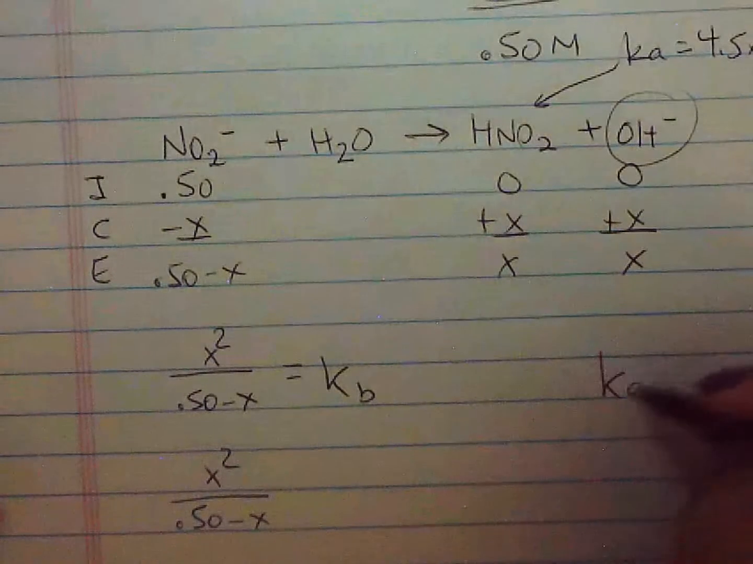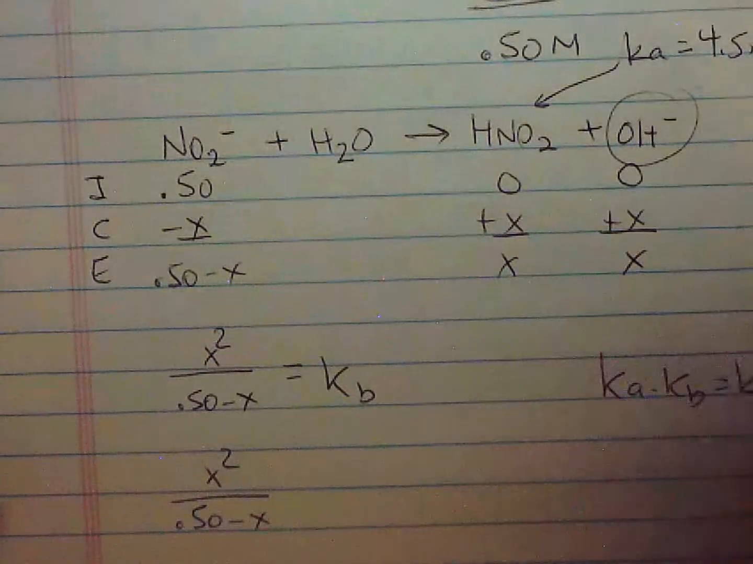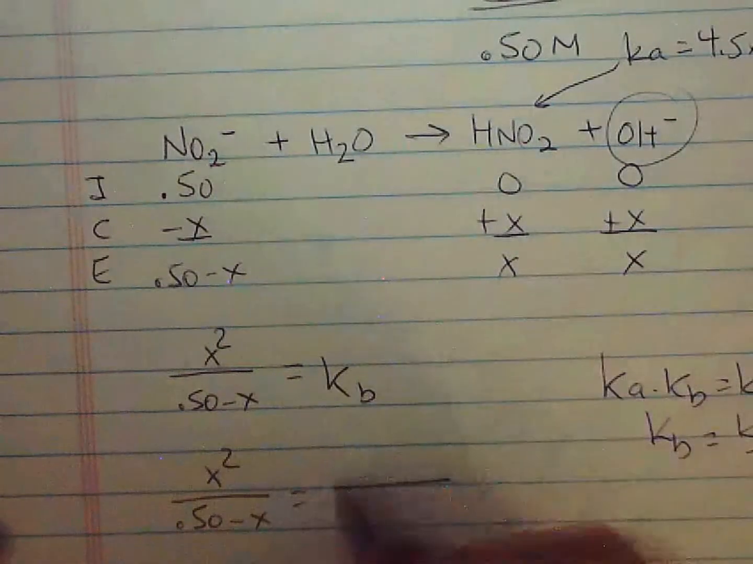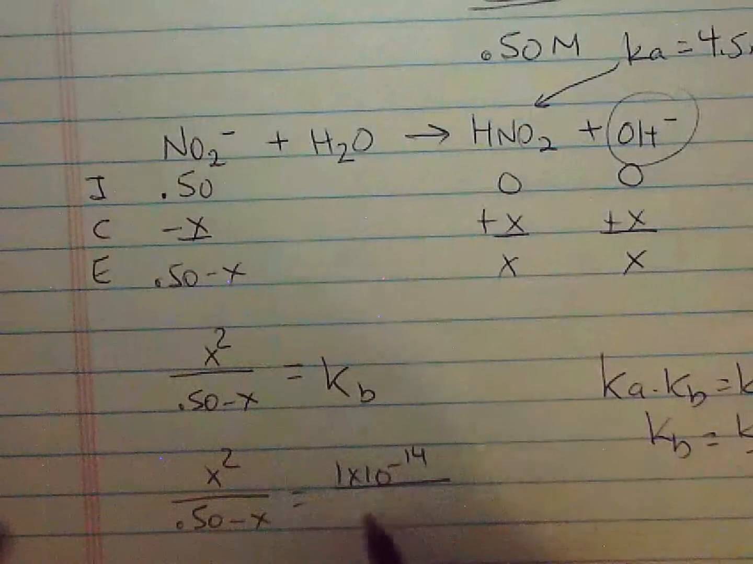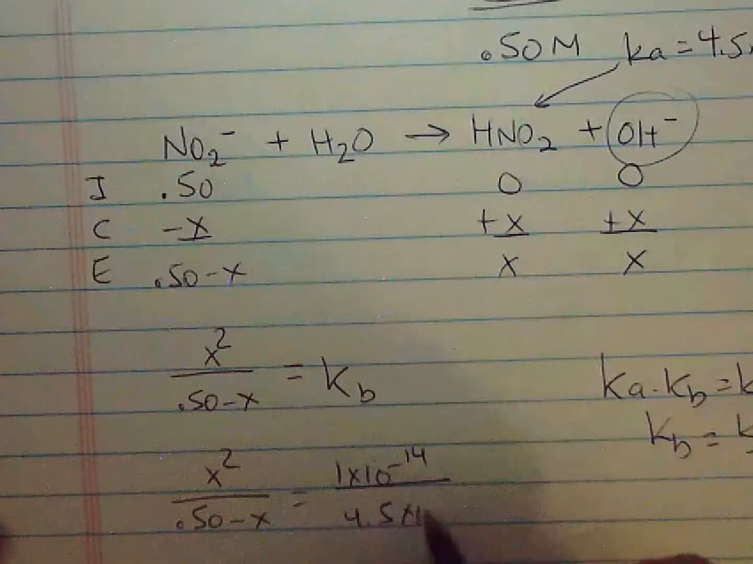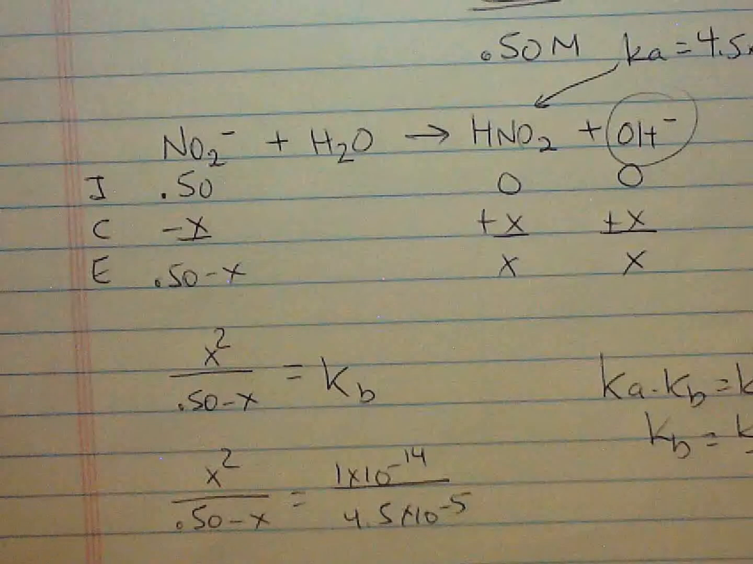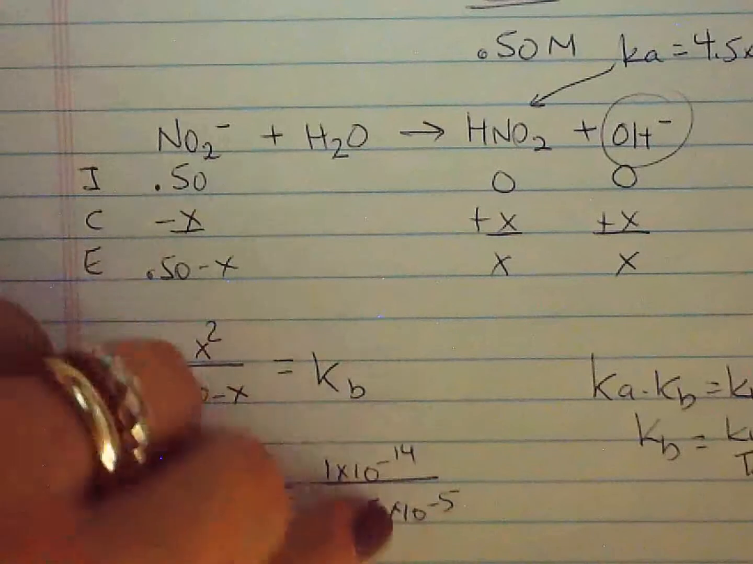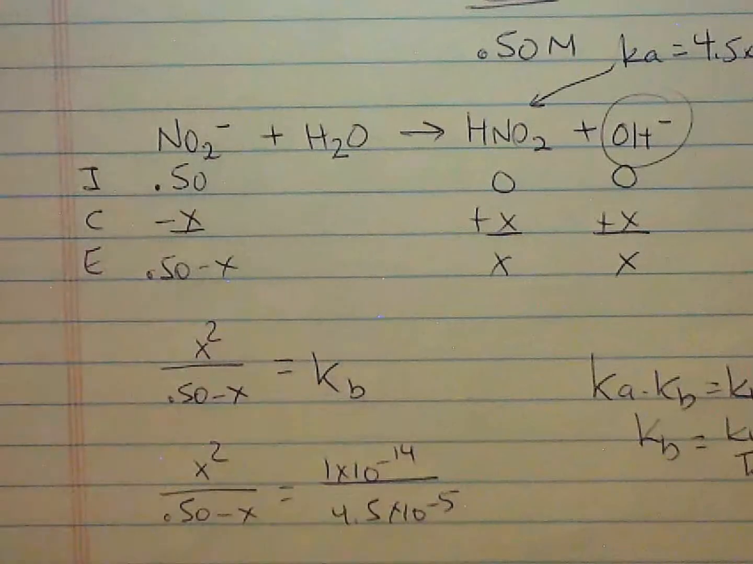So you remember the formula Ka times Kb equals Kw? To get Kb, you're going to do Kw divided by Ka. So Kw is 1 times 10 to the negative 14th divided by 4.5 times 10 to the negative 5th. Let's do some quick mental math here. What's 10 to the negative 14th divided by 10 to the negative 5th? 10 to the negative 9th. Why do I care?